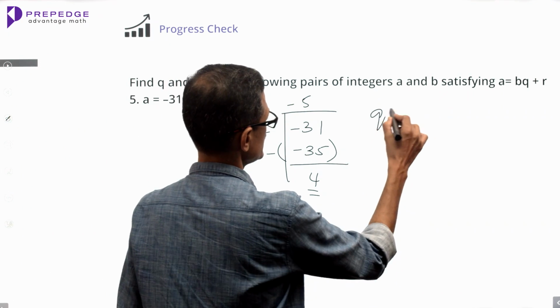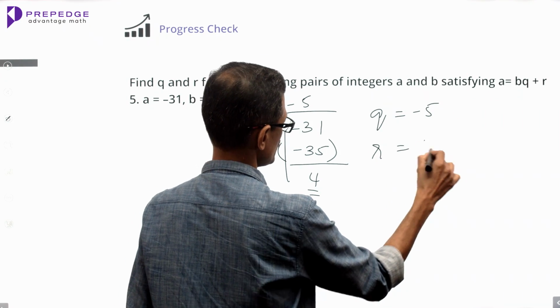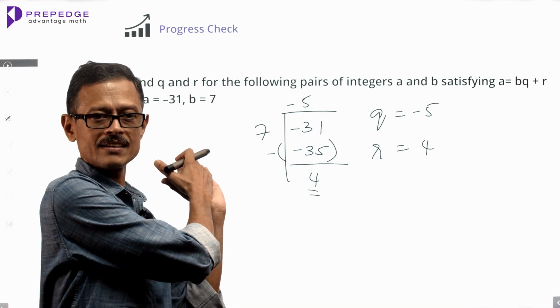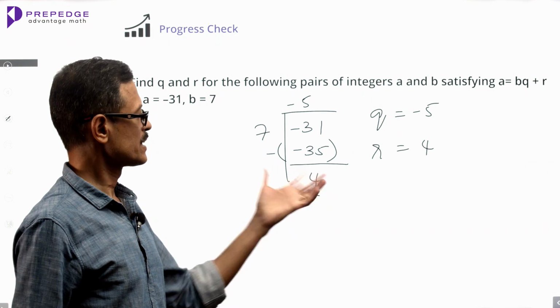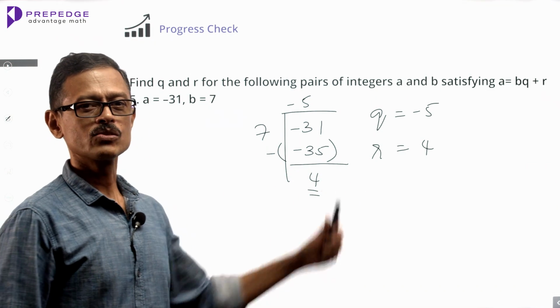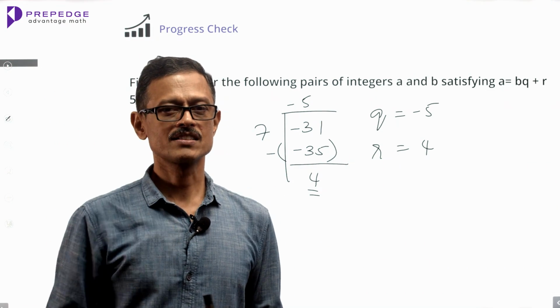So quotient is equal to minus 5. The remainder is equal to 4. Is the remainder less than the divisor? Yes. 0 to 6 வரைக்கும் இருக்க முடியும், 4 இருக்கு. So this is also perfectly fine. So these are the answers for the 5 questions in the progress check.